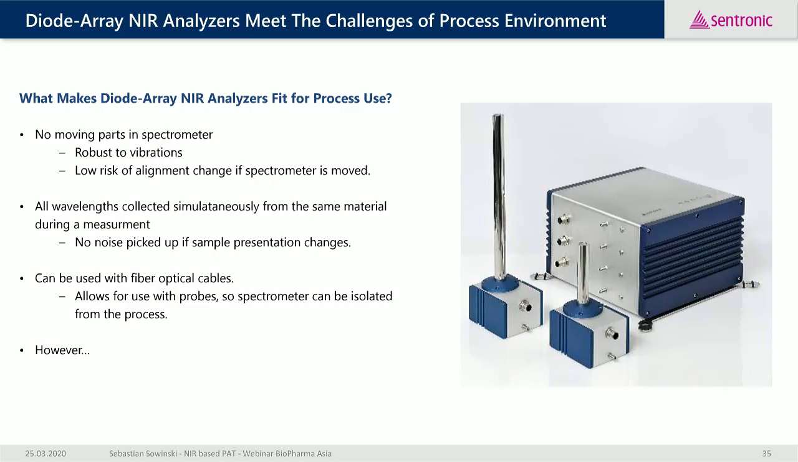Further, the diode array spectrometer can be used with fiber optical probes with fiber optical cables, which makes it easy to install the spectrometer itself away from the process, in the technical area or somewhere away from the line, and the probes are the only part which are interfacing with the process itself, with the material.